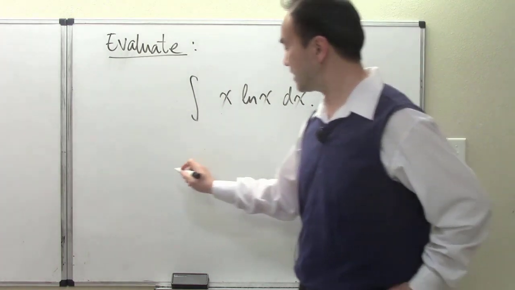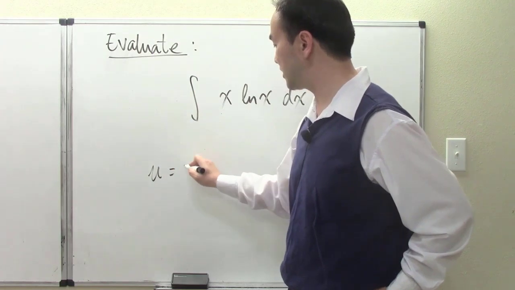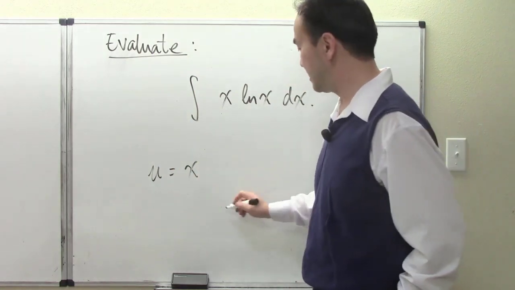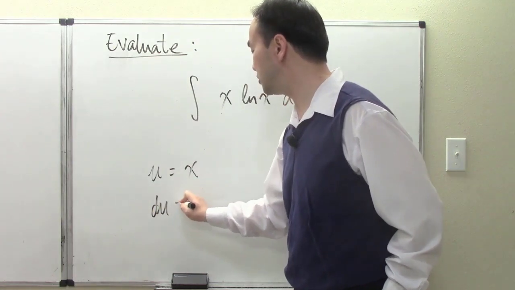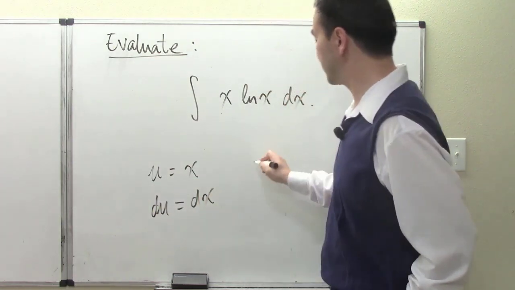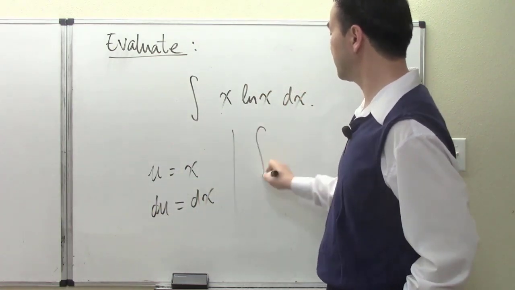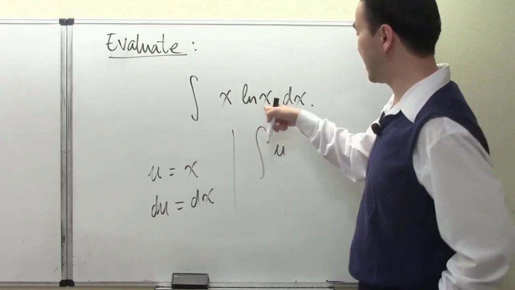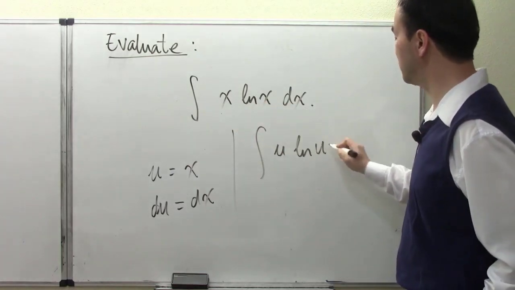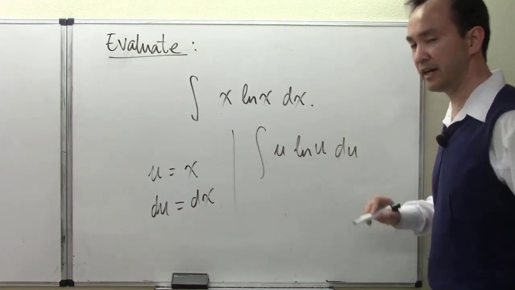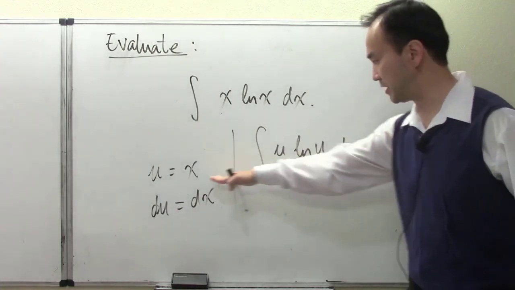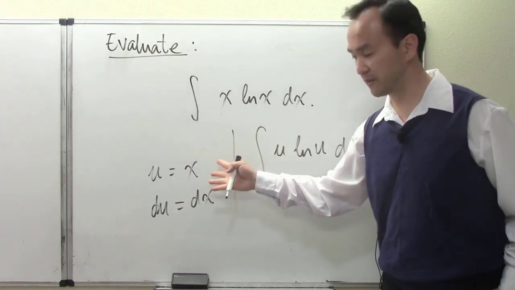But you can substitute u equals x, and then du equals dx. So as far as substitution, x becomes u, the natural log of x becomes natural log of u, and the dx becomes a du. And so you're not getting anywhere. So this method of substitution is not working for us.